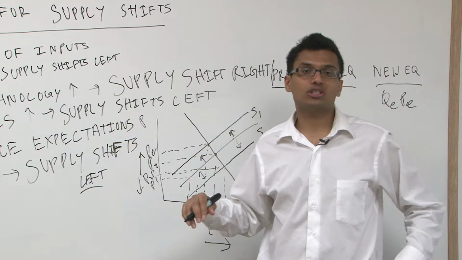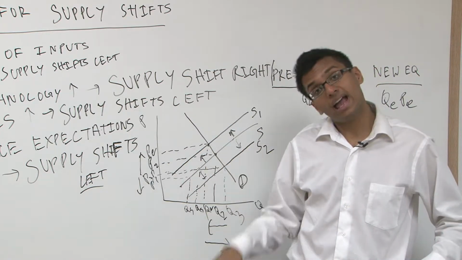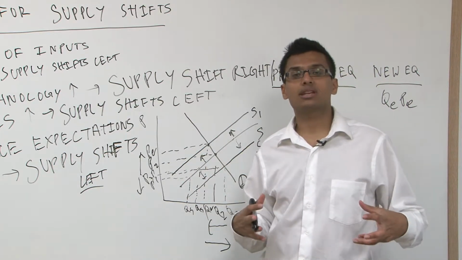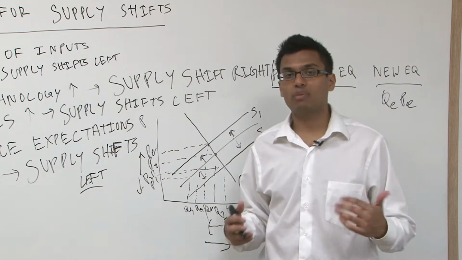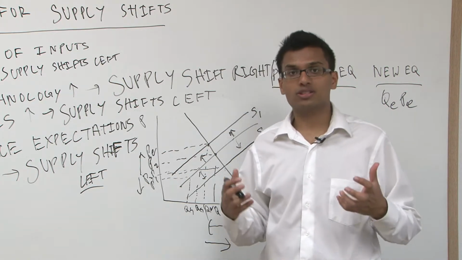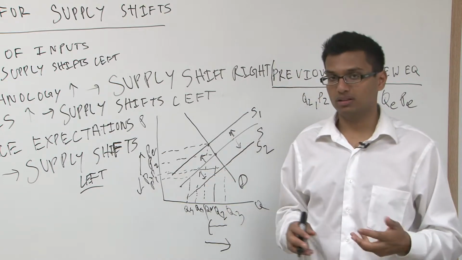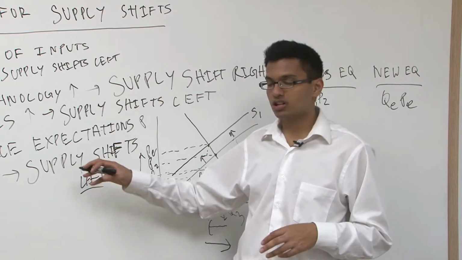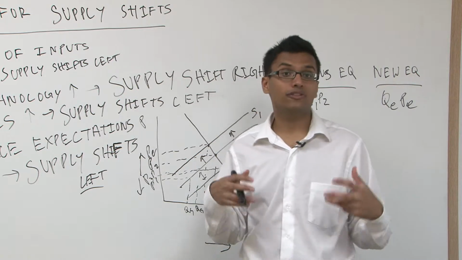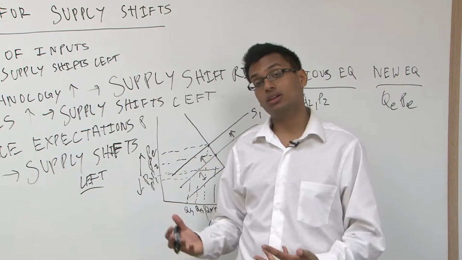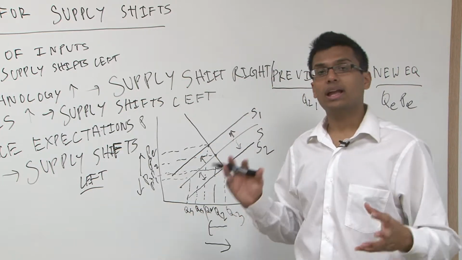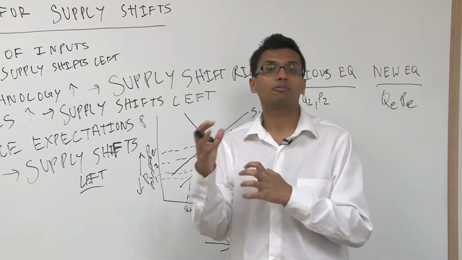Similarly, if in the future I think prices are going to go down, what I'm going to do as a supplier is start to increase my supply in the present because I know my profits will be high now, and when the prices go down, I'll shift my supply to the left, right? So price expectations are a little tricky. Understand that in the future, if prices go up, supply shifts left. Price expectations in the future go down, my supply shifts to the right, okay? And it's tied around that concept of profits.